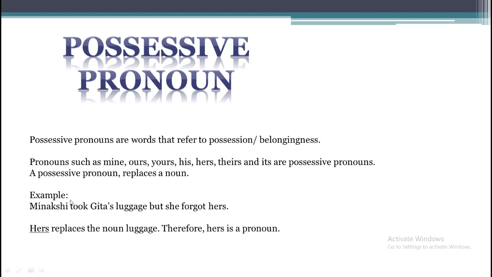Then, let's see the usage. Meenakshi took Geeta's luggage, but she forgot hers. So here this word hers is a possessive pronoun. How? It replaces the noun luggage. Meenakshi took Geeta's luggage. Okay. But she forgot her own luggage. So this hers refers to her own luggage and therefore it replaces the noun luggage. Therefore it's called a possessive pronoun.